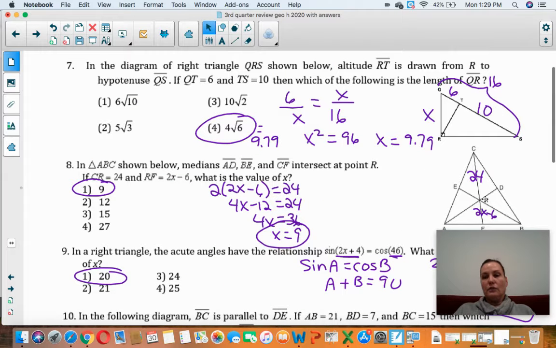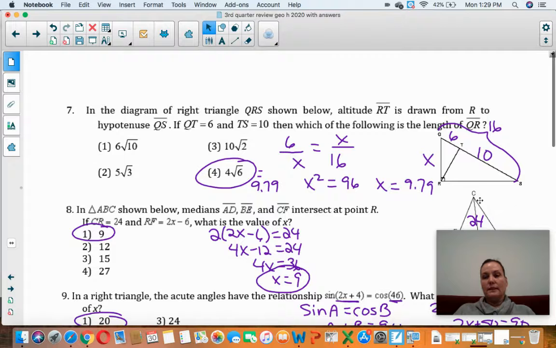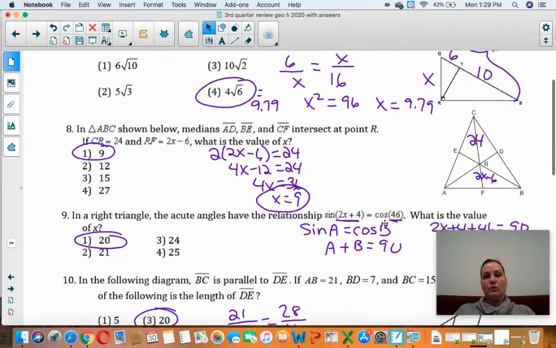So where the medians meet right here at R, that's called a centroid, and it divides that median into a 2-to-1 relationship. So you can obviously see just by looking at them which one is longer, but this CR is twice as big as this RF. So basically 2 times RF, 2 times 2x minus 6 equals CR, which is 24. I distribute that 2 to everything inside, and I get 4x minus 12. I add 12, and I get 4x equals 36, and then I just divide it by 4, and I got x equals 9.